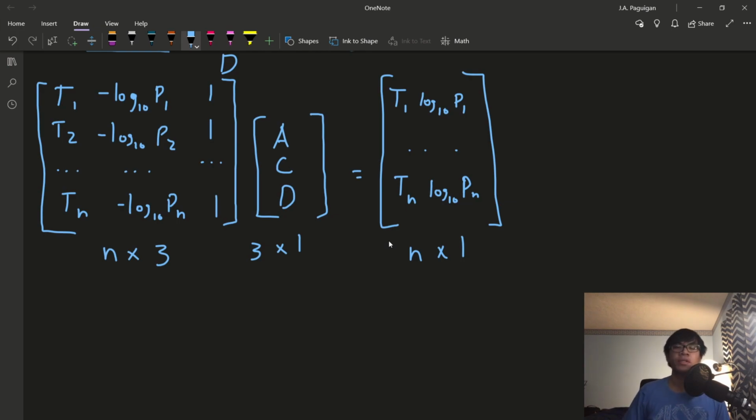So we want to solve for this vector. And how are we going to do that? I mean, we multiplied it out and it works, but not what we were looking for. We're looking for A, C, and D.